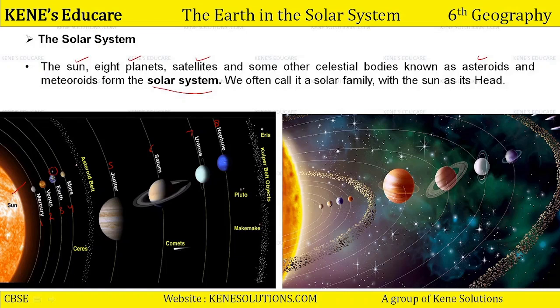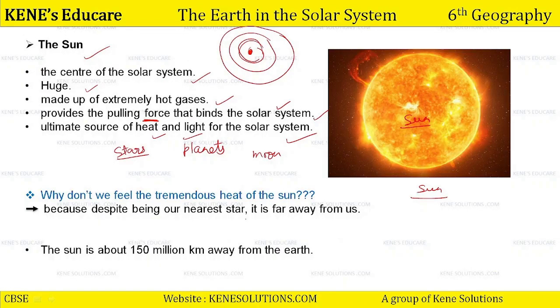This is a whole family in which the Sun is the head of the family and all the planets are the members of this solar system. So the biggest in the solar system is the head of the family, which is the Sun. And it's the center of the solar system, very huge, made up of extremely hot gases. And it is very important for our solar system because it's the ultimate source of heat and light.